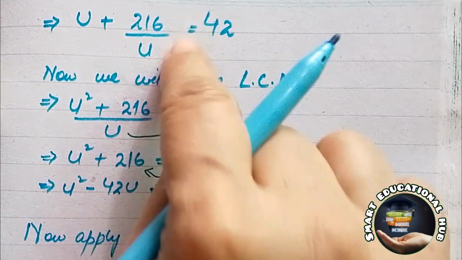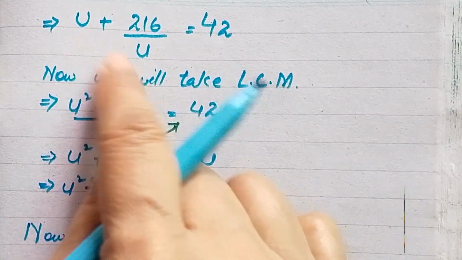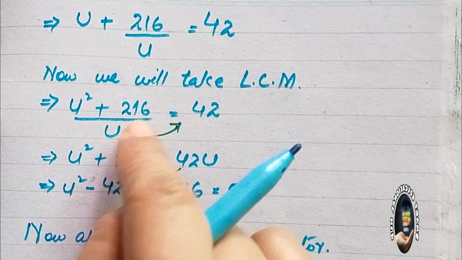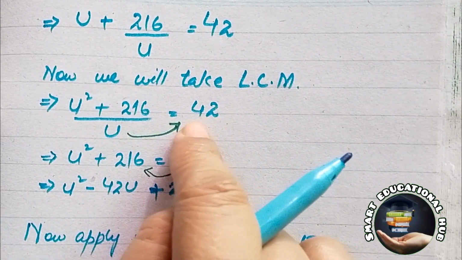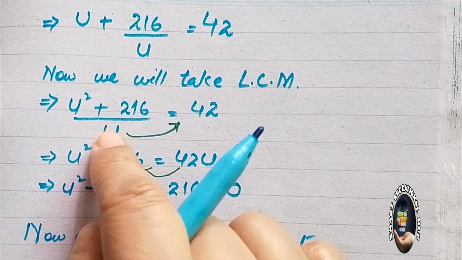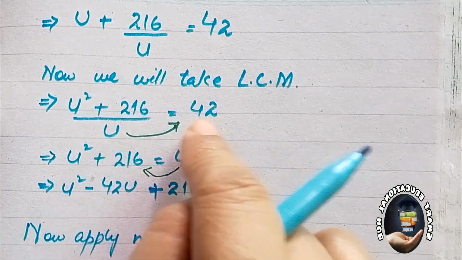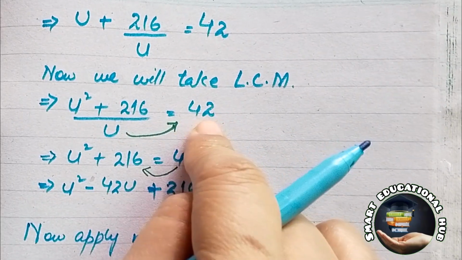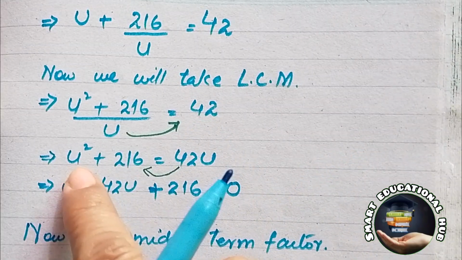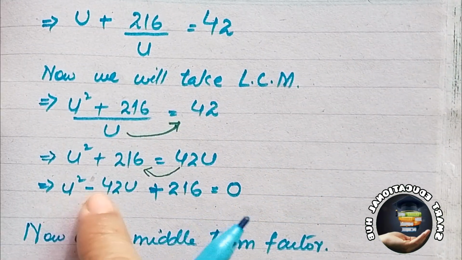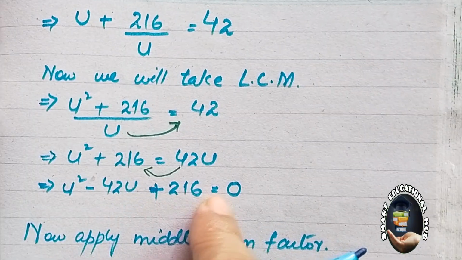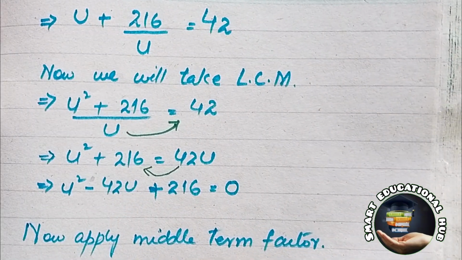Now we will take LCM or multiply both sides by u, right? Both are same. So we will multiply both sides by u, then the equation will be this. If we take LCM, then we will find the same equation, right? So u square plus 216 equals to 42u.